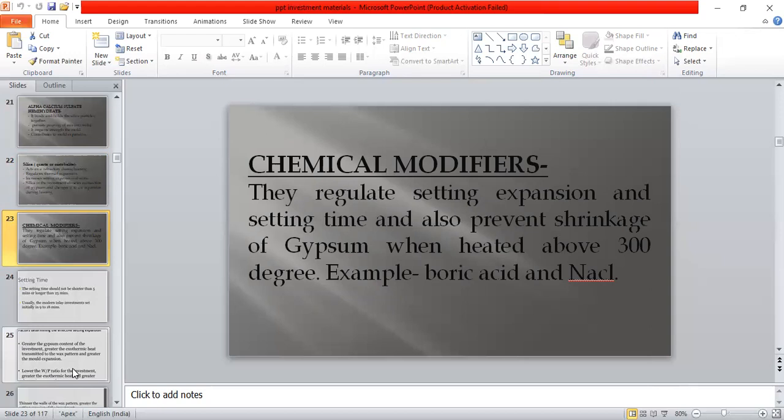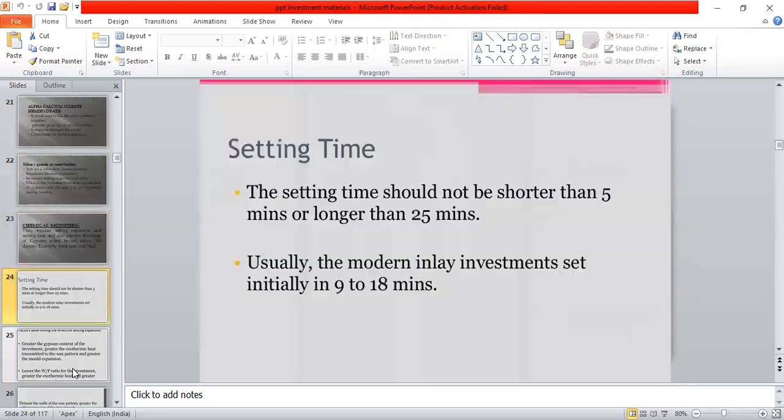The function of the chemical modifiers is that they regulate the setting expansion and setting time, and also prevent the shrinkage of the gypsum when it is heated above 300 degrees centigrade. The chemical modifiers which we are using in the gypsum bonded investment material are boric acid and sodium chloride. Next comes the setting time of the gypsum bonded investment material.